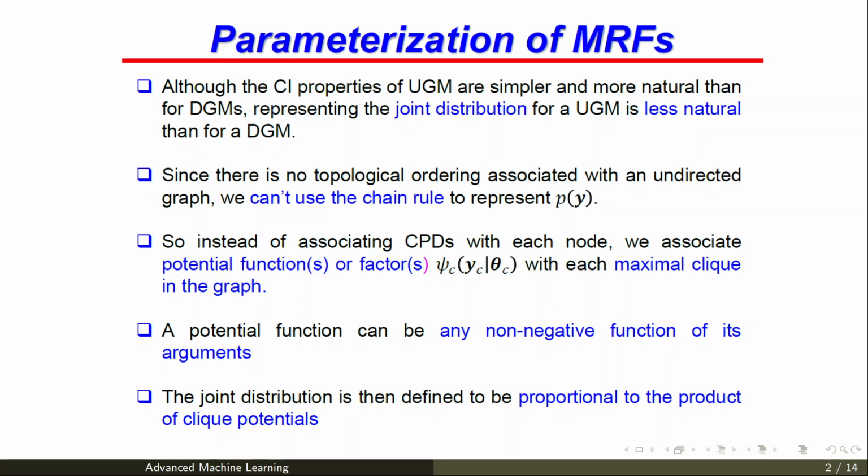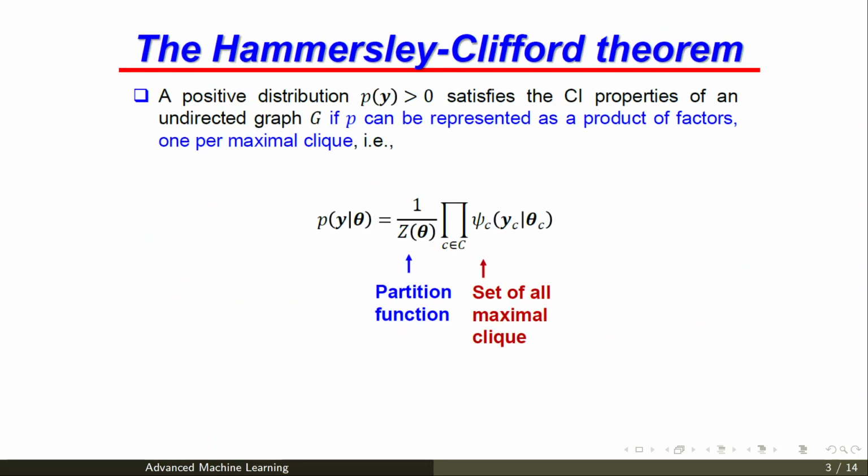So the joint distribution is defined as proportional to the product of clique potentials, and use that for doing inference. So this is the most famous theorem.